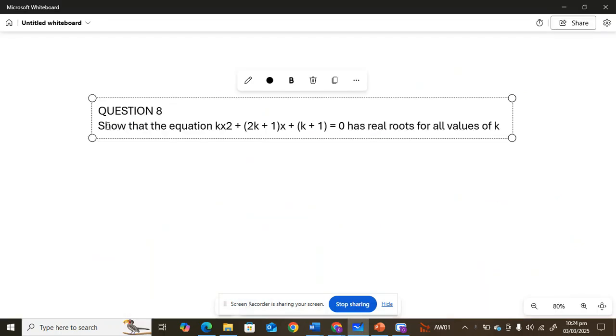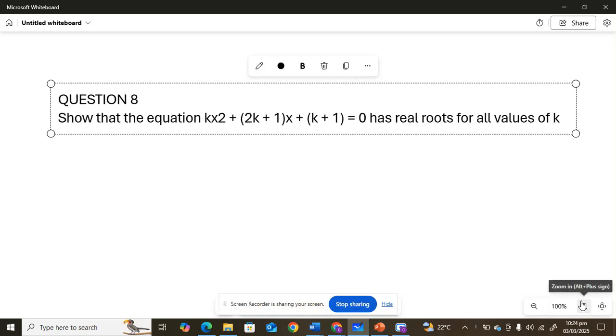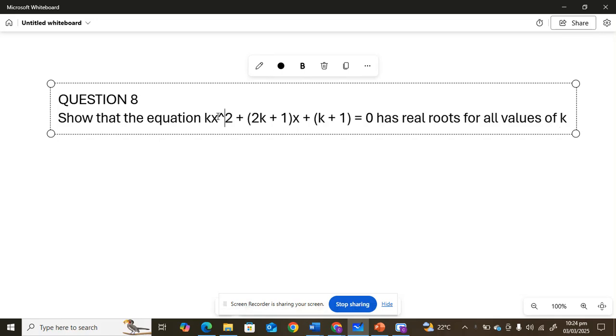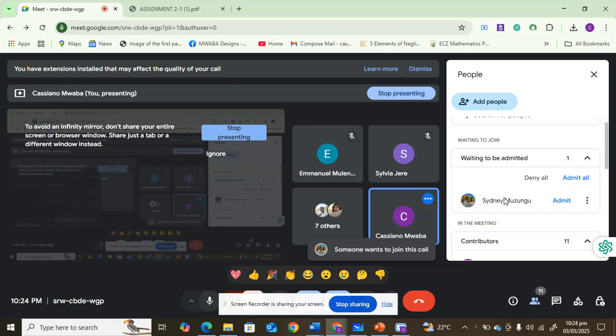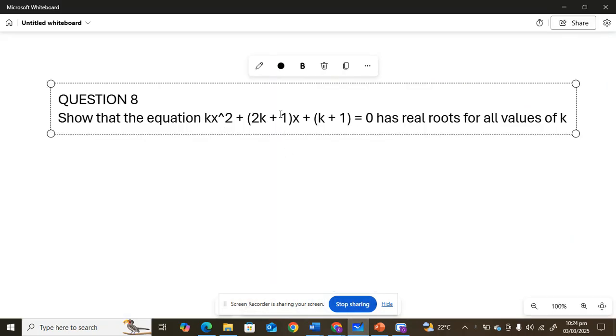Okay, so I have a question here. It says, show that the equation kx squared plus (2k plus 1)x plus k plus 1 equals 0 has real roots for all values of k.